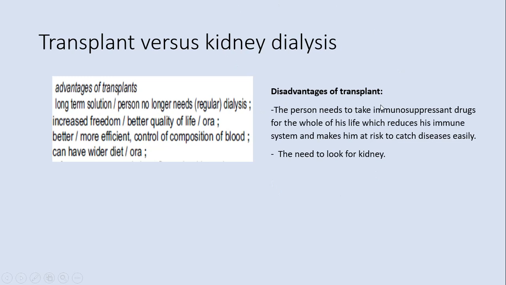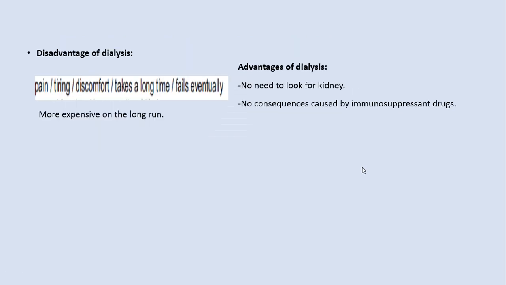Disadvantages of transplant, with the immunosuppressant or immunosuppressive drugs: they have to take them for the whole of his or her life, which reduces the immune system, and he's at risk of catching diseases easily. And eventually they also have to look for another kidney after 8 to 9 years.